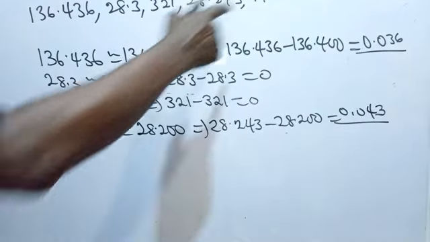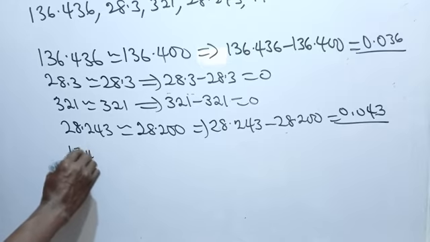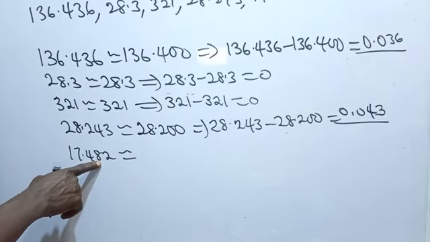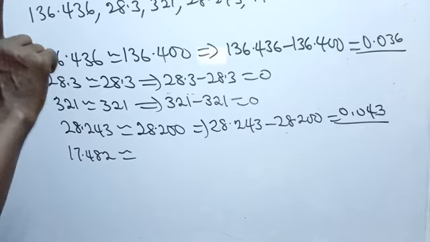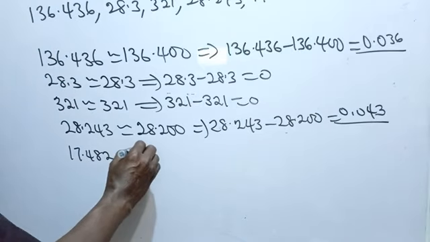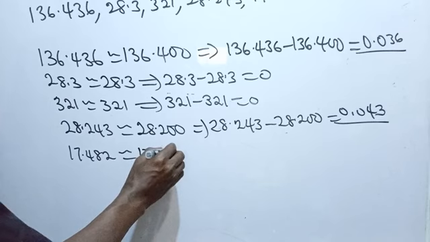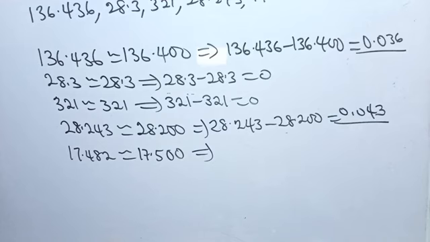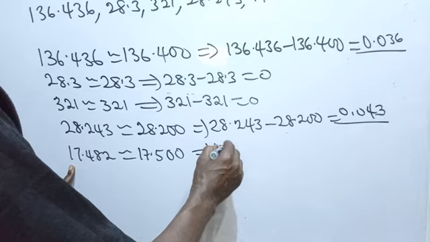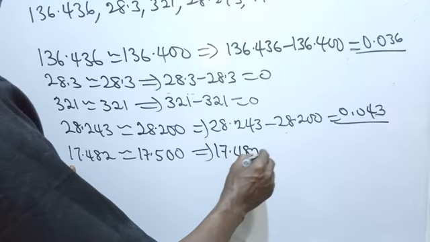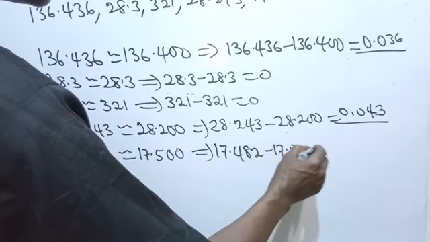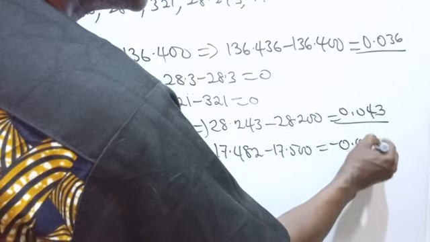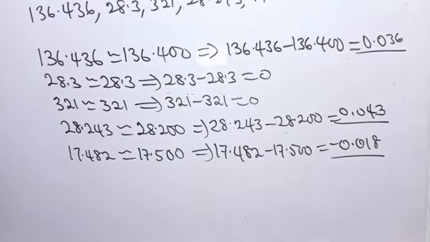Beautiful. Now, the last one, 17.482. Approximate it to one decimal place. The next number is up to 5, even more than 5. So the 4 becomes 5, that is 17.500. In this case, what is the difference? That will be 17.482 minus 17.500, which is minus 0.018. Good. That's minus 0.018.